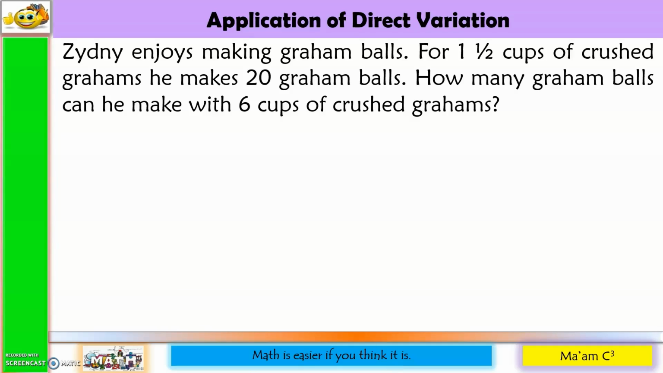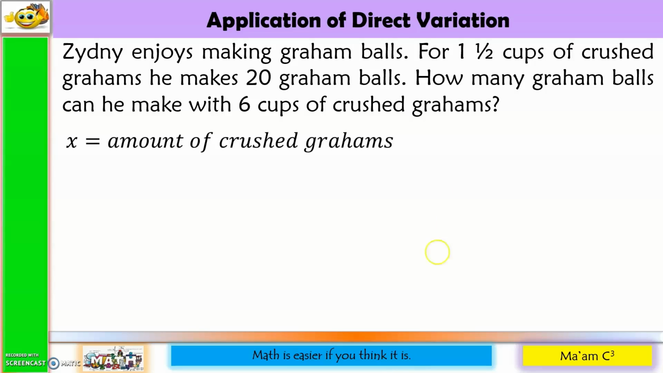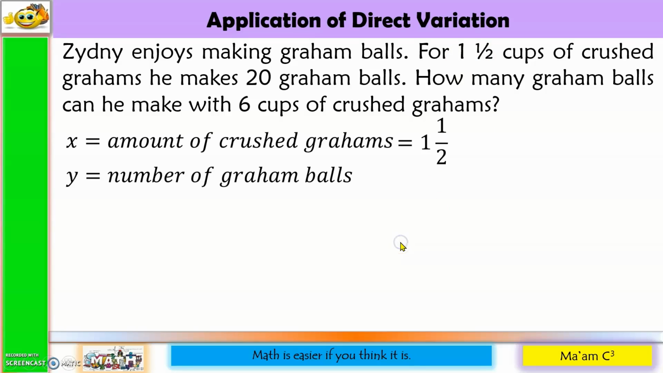Another example. Sydney enjoys making graham balls. For 1½ cups of crushed grahams, he makes 20 graham balls. How many graham balls can he make with 6 cups of crushed grahams? So we let x be equal to the amount of crushed grahams, and that is 1½. And then we let y be equal to the number of graham balls, and that is, for 1½, 20 pieces. Now we are asked to determine how many graham balls, so we are asked to solve for y sub 2. Can he make with 6 cups of crushed graham? So 6 is our x sub 2.